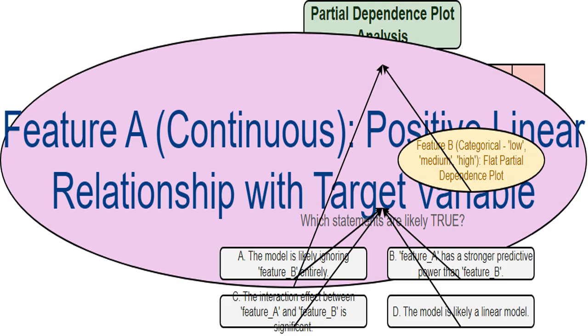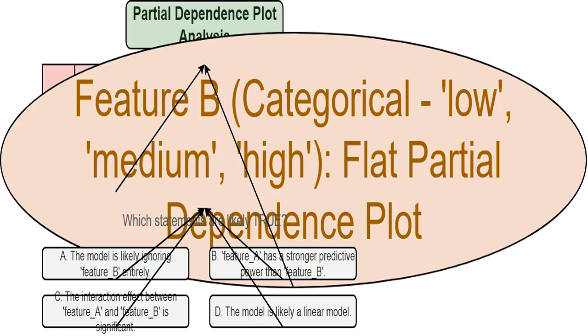The partial dependence plot, PDP, for feature_A shows a clear positive linear relationship. This means as feature_A increases, the predicted value of the target variable also increases in a straight line. This indicates a strong positive correlation. The PDP for feature_B is flat, indicating that the average prediction of the target variable is roughly the same across all three levels, low, medium, high. In other words, the model doesn't seem to be using feature_B to make predictions. This is the key observation.